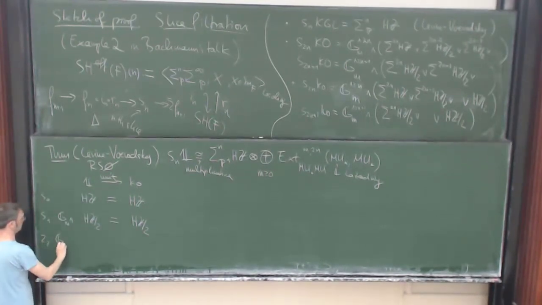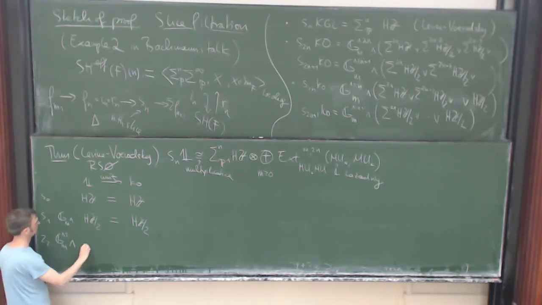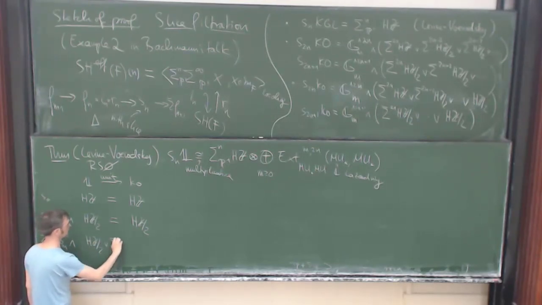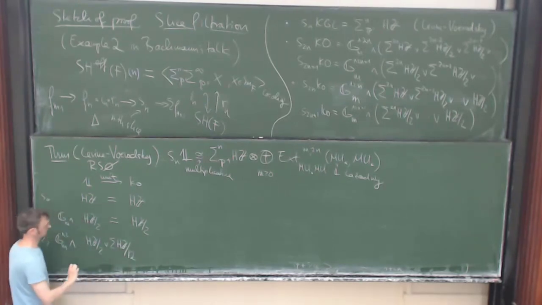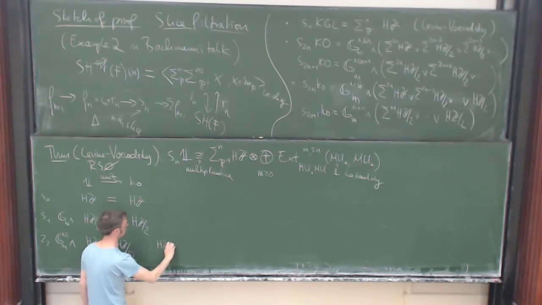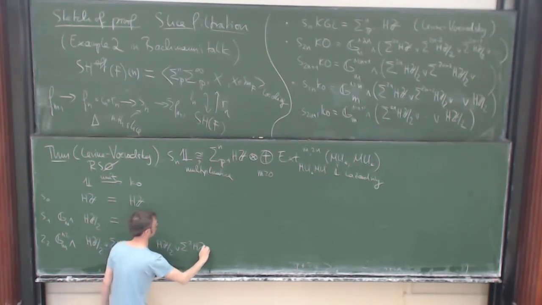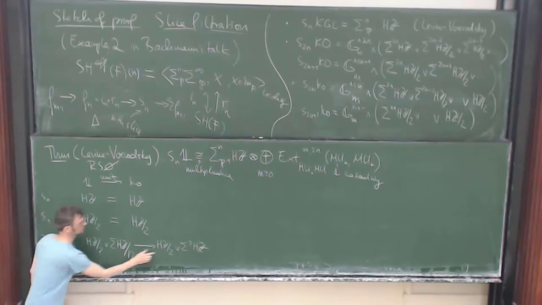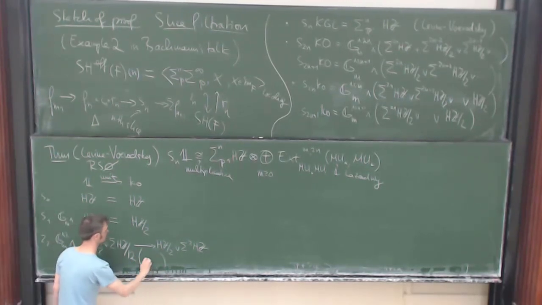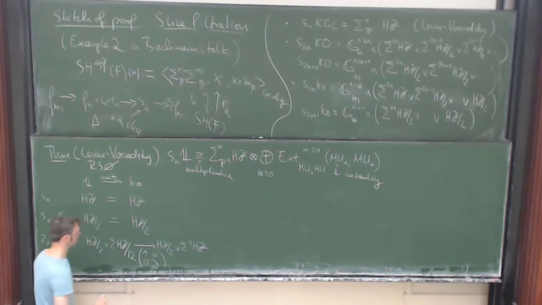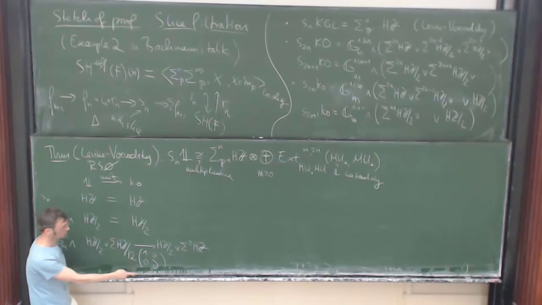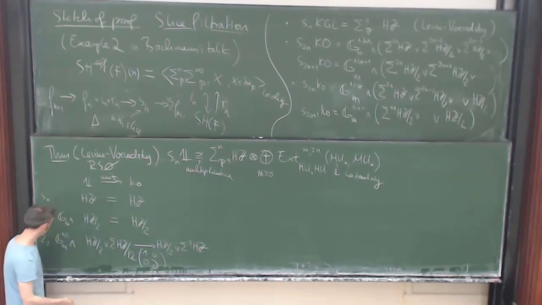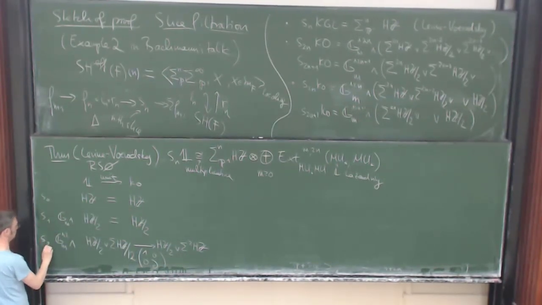The two slice, there I have a GM smash 2 suspension, and here I have something slightly different, an HZ mod 2, and a suspension of HZ mod 12. And here I have HZ mod 2 and a two-fold suspension of HZ. And now there's something interesting happening because these are not equal. So the matrix that describes this map here is the following. So this here is the connecting map coming from the coefficient sequence where you multiply on the integers with 12. Okay, so this is the two slice.